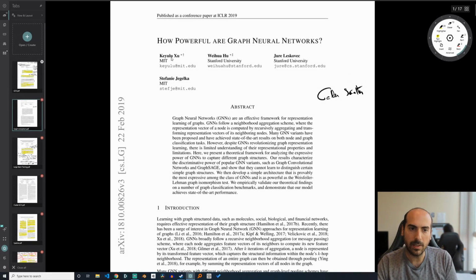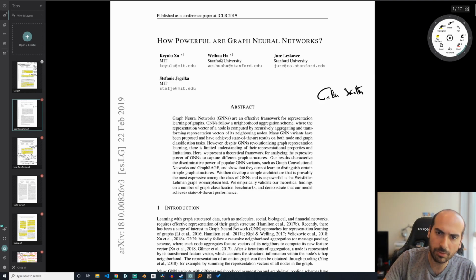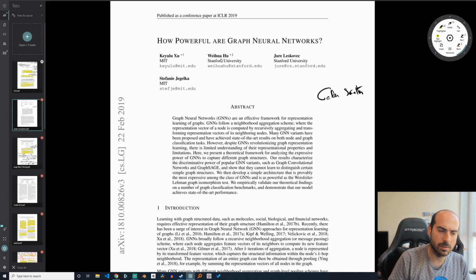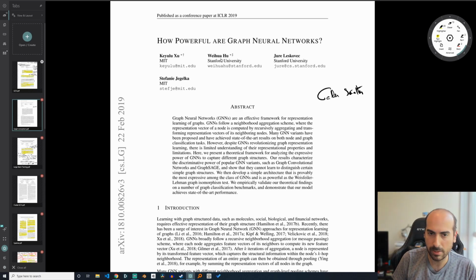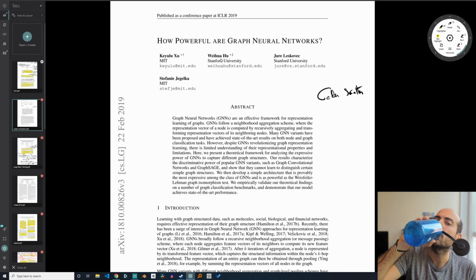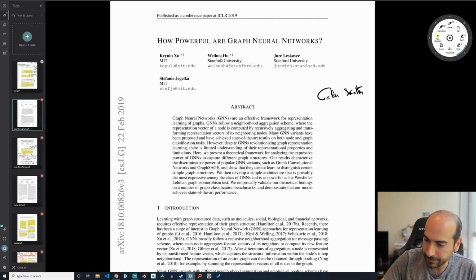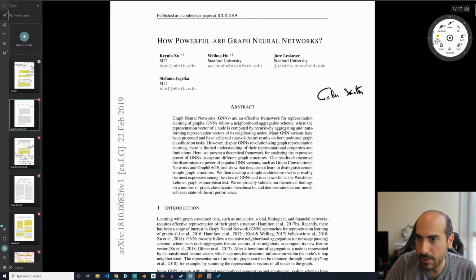So for context, I don't know who Stephanie and Kayulu are, but I have seen Weihua's name. He's one of the maintainers of the OGB graph framework, and I believe Jura is his advisor, who's a scientist at Pinterest that works on graphs and probably a bunch of other stuff. And so let's take a look at this.